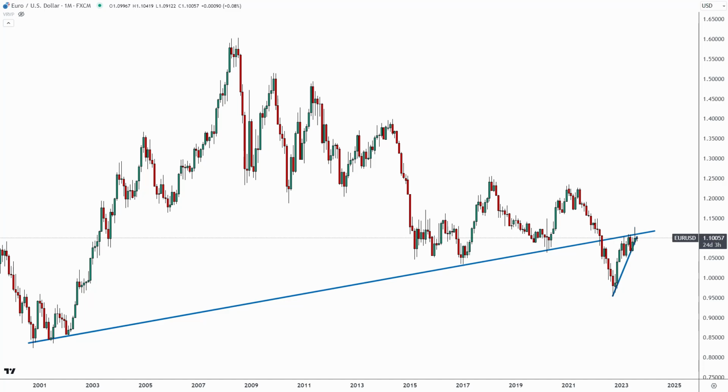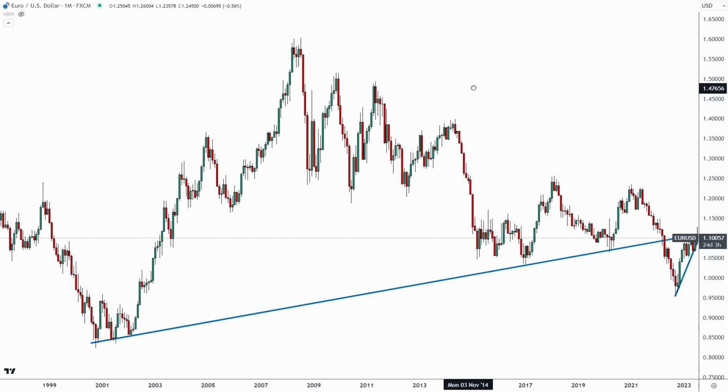In today's video, we are going to take a look at a multi-decade trend line for the EURUSD that could have significant implications for this pair later this year.